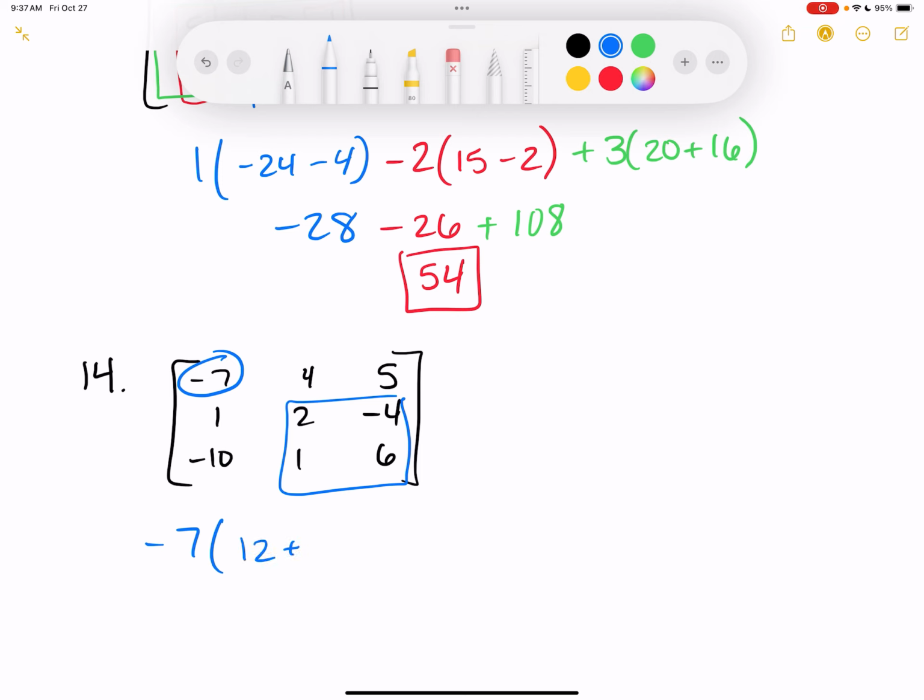12 plus 4. Then minus 4 times the determinant of the outer 2, 6 plus 4. Not plus, minus. Oh, because of the answer. Wait. So regardless of whether the number is positive or negative, if you start with a negative, you just keep it negative.